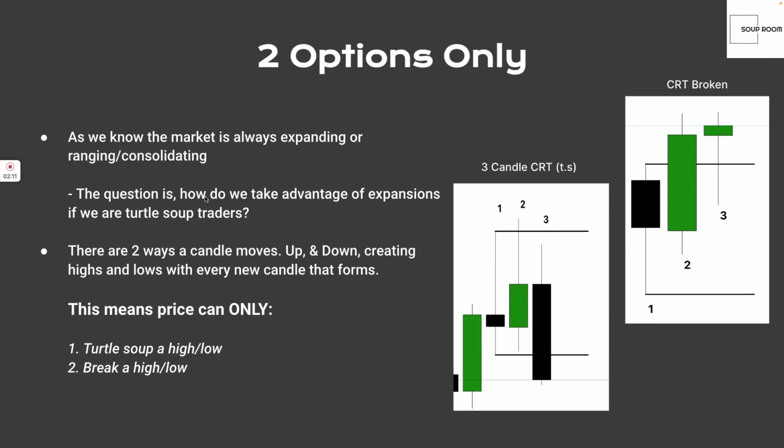There is 2 ways a candle moves: up and down, creating highs and lows with every new candle that forms. That is very important. That is why every single candle creates a range. This means price can only 1. Turtle Soup, or 2. Break a high or a low. So price can only either Turtle Soup a high or low, or break a high or low. What does that mean? Use this sentence and apply it with this right here. What you would understand is every single candle is either souped or broken.